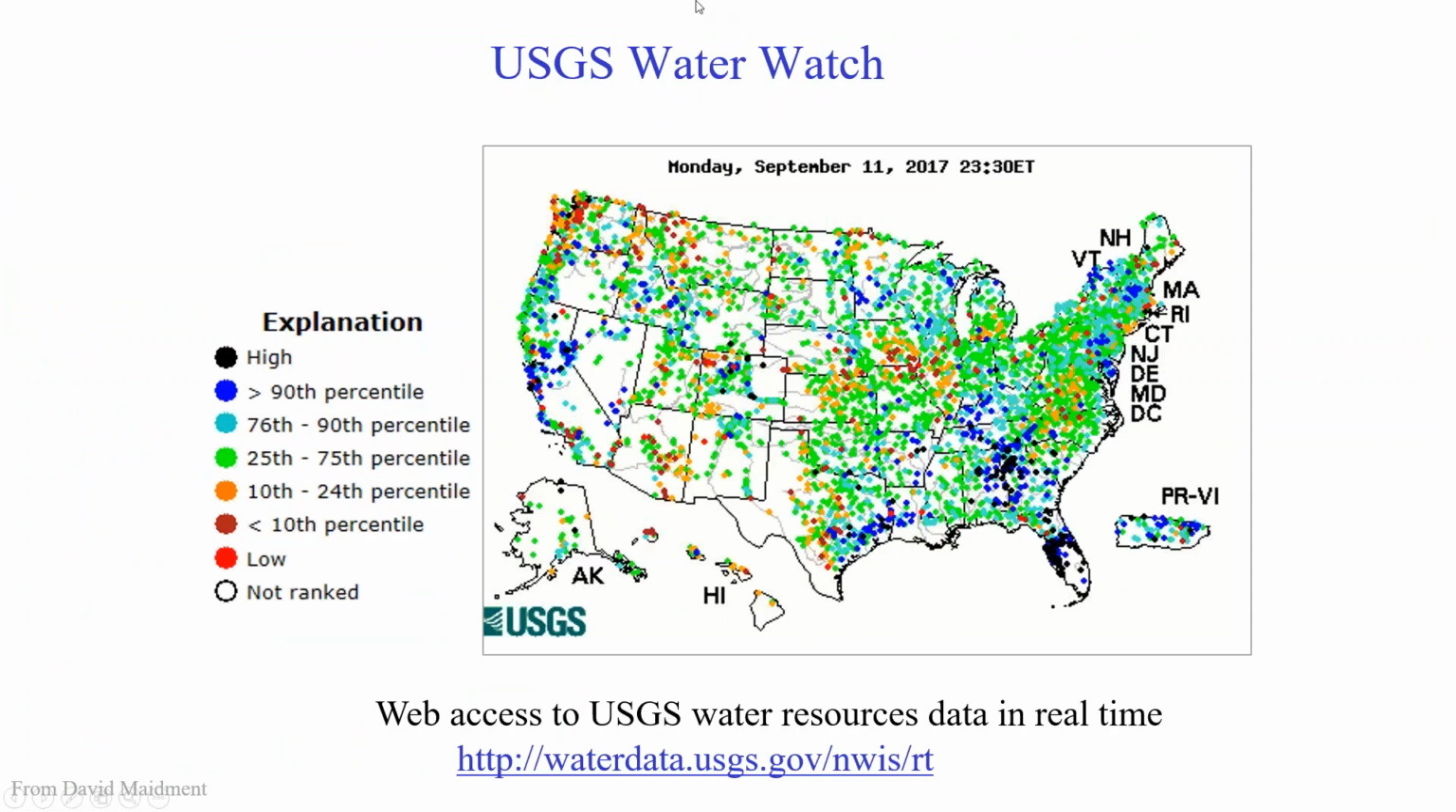There's this USGS Water Watch website, which actually does a lot of that integration for you. That takes the daily data here for September 11th, about 2 years ago, and color codes it as to whether it's high above the 90th percentile or not. So you can get a sense of the spatial pattern.